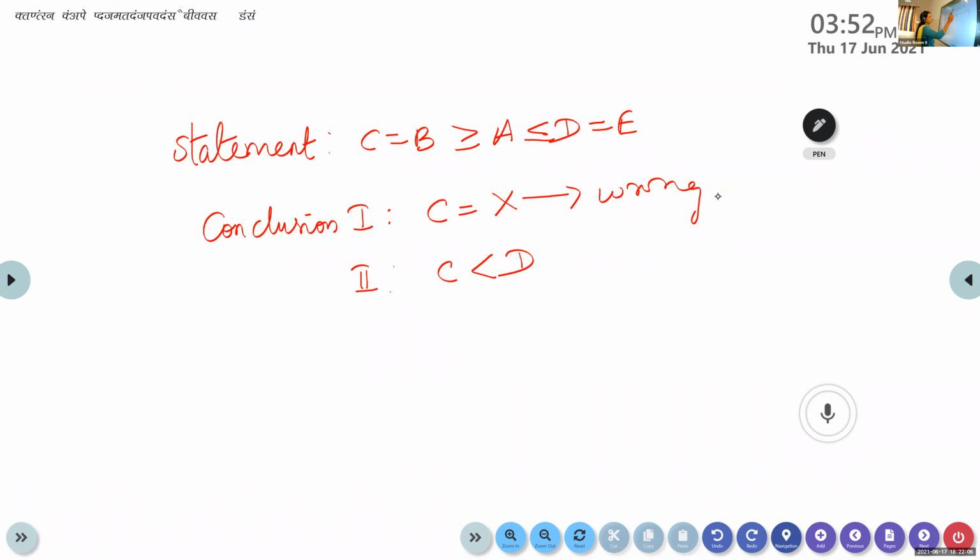C equals B. So we can write this as C greater than or equal to A less than or equal to D. C and B are equal, so we can write C is greater than or equal to A less than or equal to D. So can we say C and D are equal? C is less than D. That is also false, isn't it? That is also wrong. We are not getting a conclusion because one is less than symbol, other one is greater than symbol. They are mixed up.